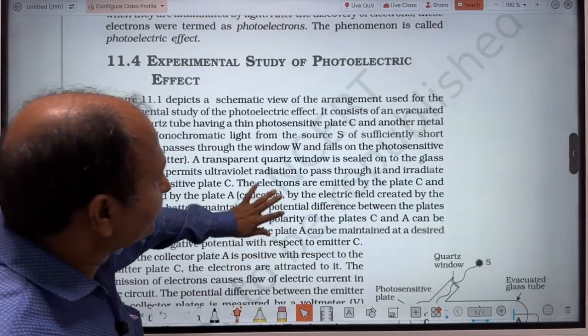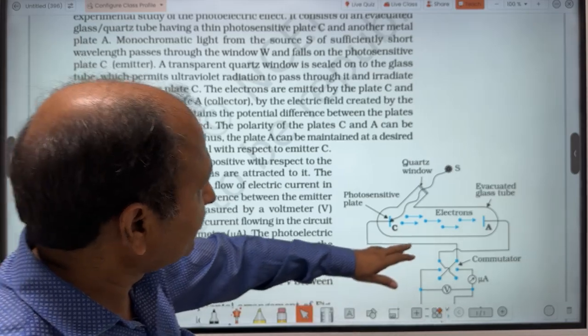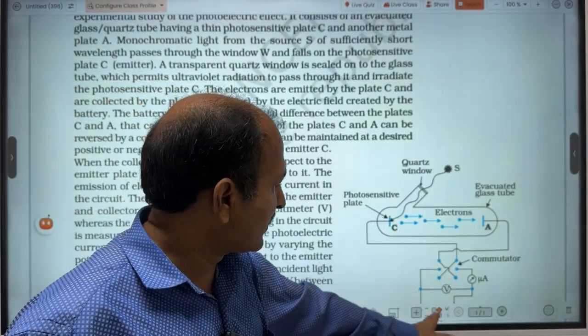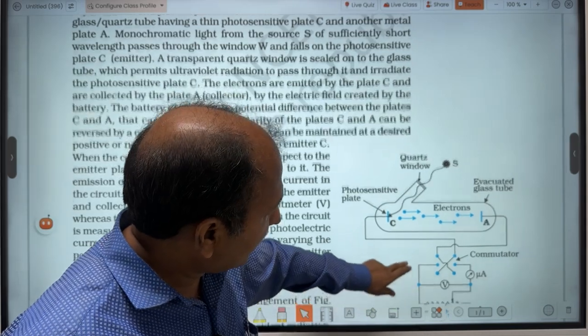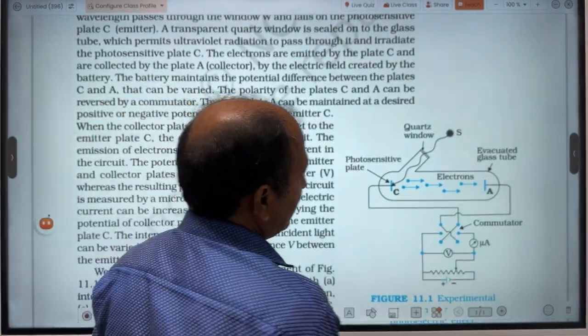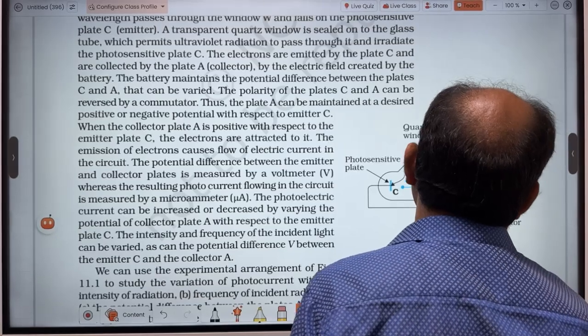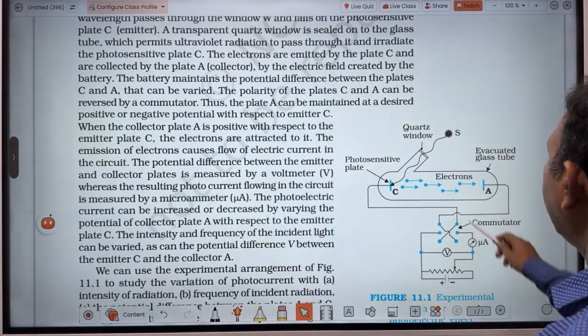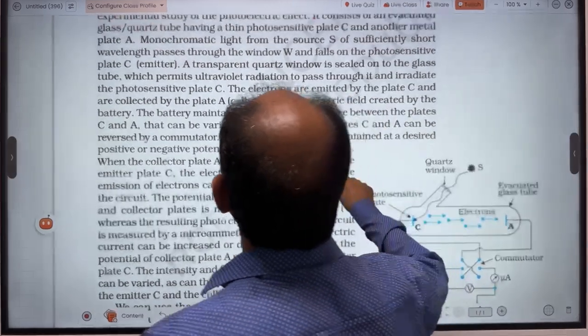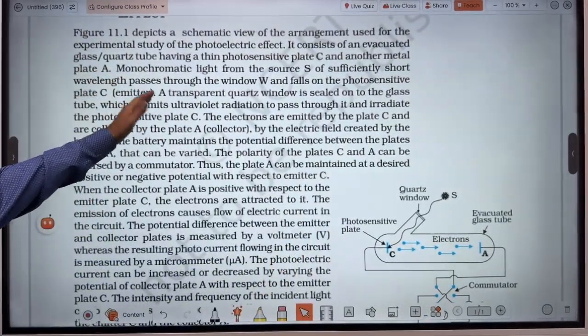Now, experimental study of photoelectric effect. Here, if you observe the diagram, light is falling, then electrons are emitted, then current flows, so that all is controlled by this. This is a rheostat, a variable resistor. Here a certain voltage is applied to make this positive, right? So this picture you can observe.